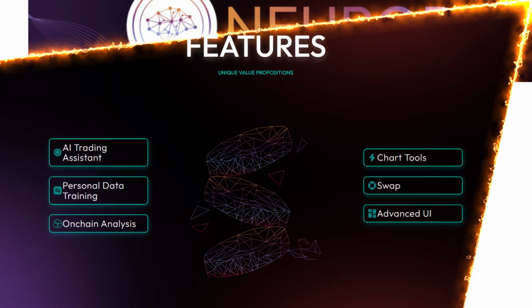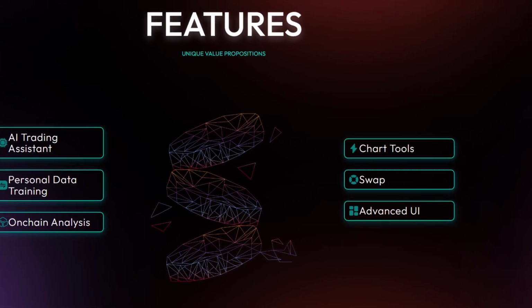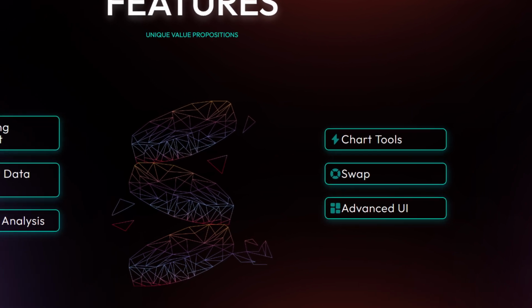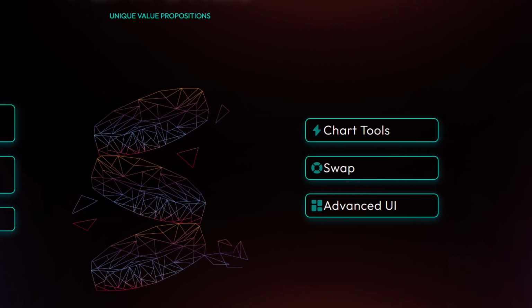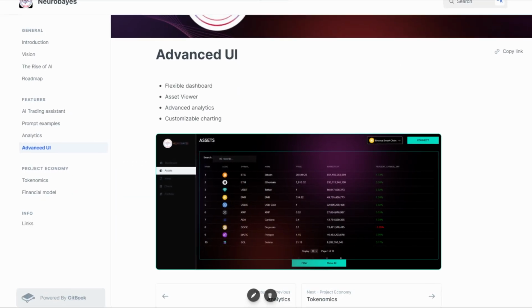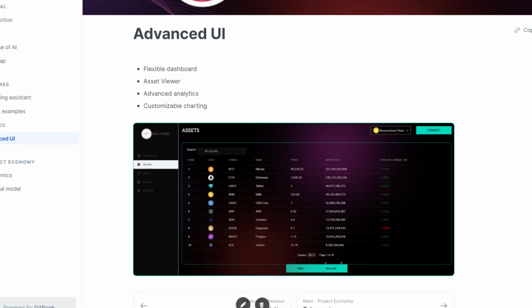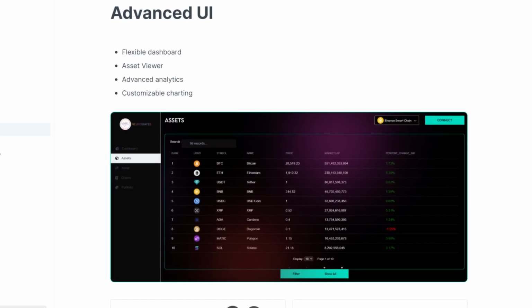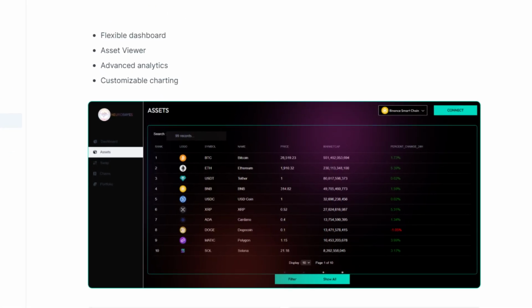Some more features are chart tools. These will be used in the app, and it will probably be an in-depth DEX tools and Pro coin swap, an advanced UI, which looks very clean from the concept pictures. The advanced UI has a flexible dashboard, asset viewer, advanced analytics, and customizable charting. I might be using this a lot once it's fully finished.